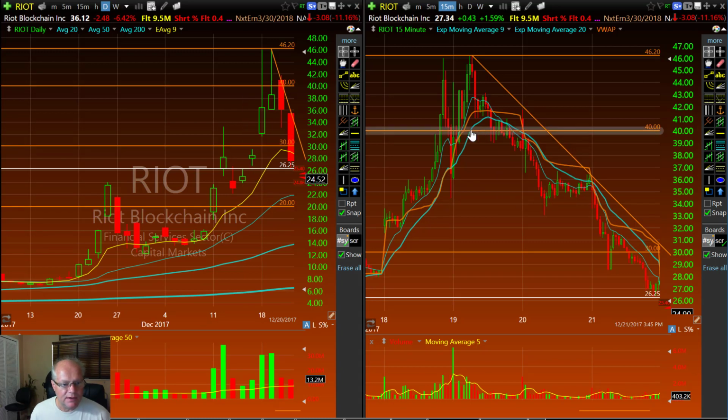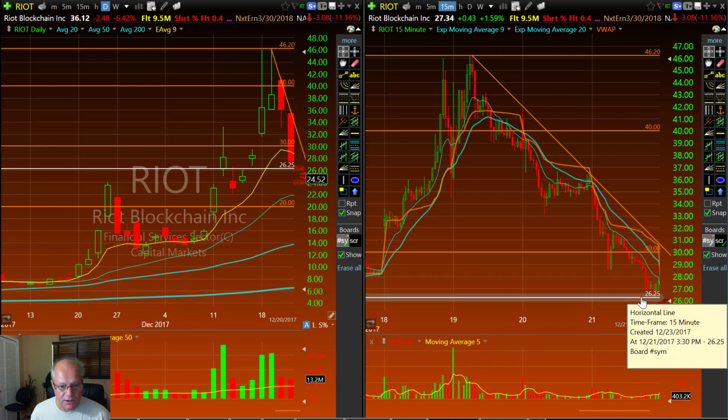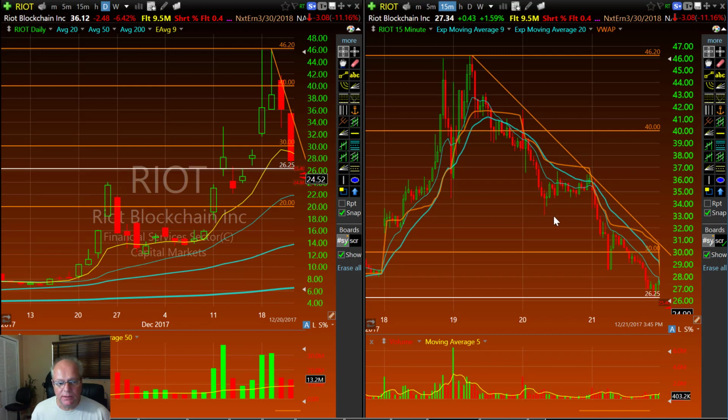Look at the 40 right here. I would have thought this would have been like a ceiling, and the 30, you would have thought it would have been more interaction around those levels, or even the 20. There just wasn't. But anyway, then I marked out yesterday's low, right here, at the 26.25, right?